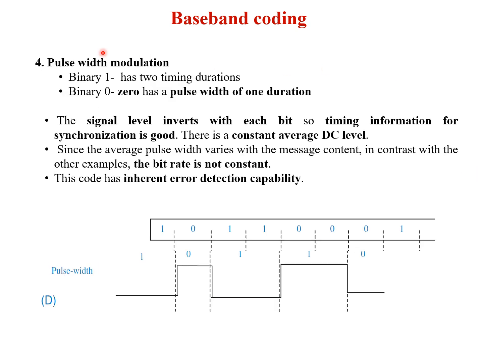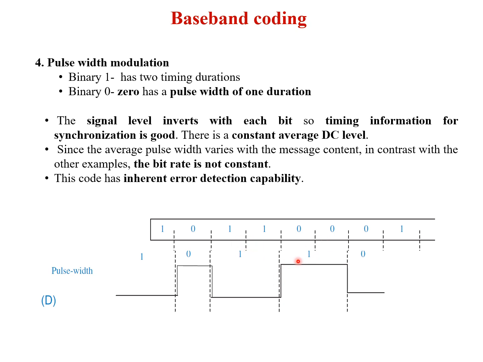Then the next one is pulse width modulation. In pulse width modulation, how are binary ones and zeros represented? Binary 1 has two timing durations, 0 has a pulse width of one duration. So, let us take this example. How is binary 1 represented? Binary 1 is represented by a pulse of two timing durations. So two timing durations for 1 and one time duration for 0. Again binary 1, this one is represented by two timing durations.